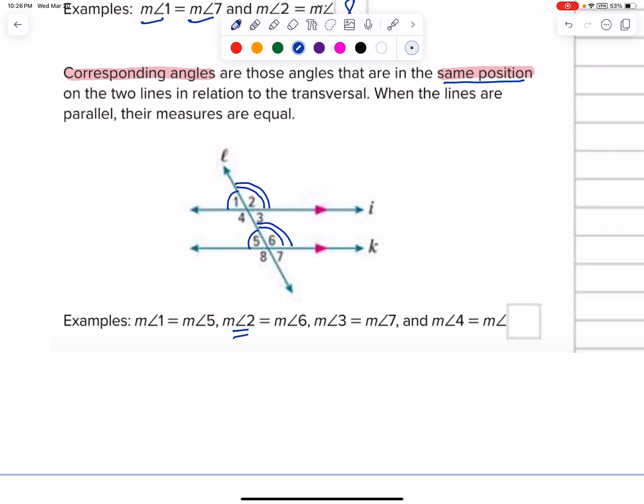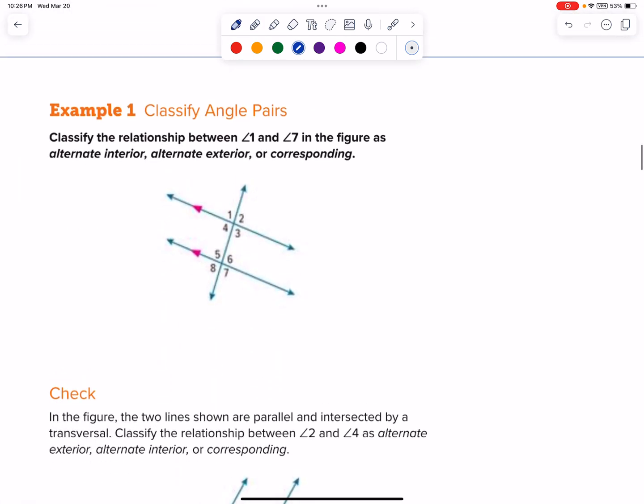Double lines there, okay? And then we have angle 3. So let's do like 3 lines, 1, 2, 3, is equal to angle 7. Okay, because it's in the same spot, okay? And then angle 4 is equal to which one? Angle 8. Good job, okay? All right, let's go down to example 1 now.